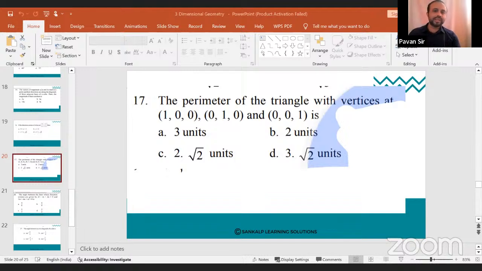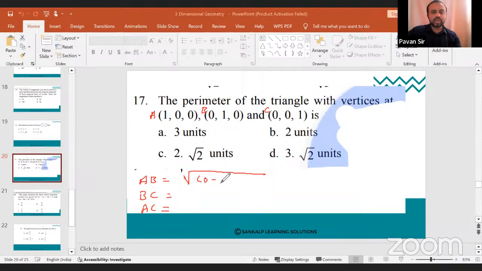The perimeter of a triangle. What is the perimeter of the triangle? Sum of all sides, correct? Perimeter of any geometrical figure is the sum of all its boundaries. So here you consider the coordinates as A, B and C. Now use the distance formula because we have to find the distance: AB, BC and AC or CA. Try to solve this under the root.